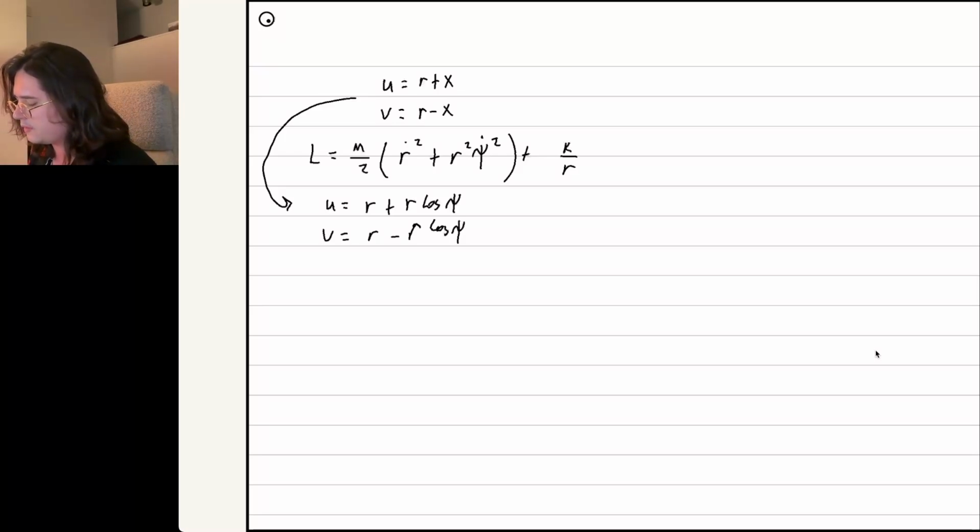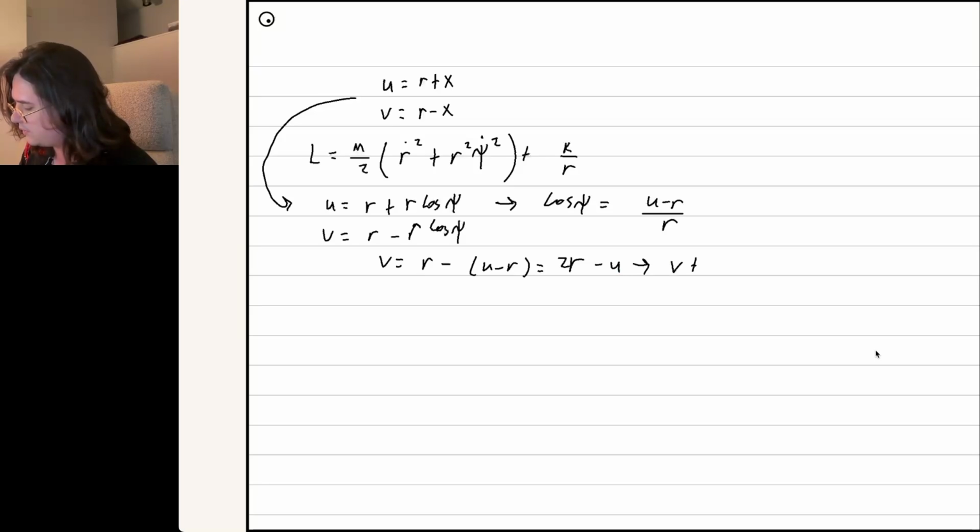And so we can just solve for r. First thing, I'm going to say cosine psi is equal to u minus r divided by r. And plug that into this guy, so we have v is equal to r minus u minus r, which is 2r minus u, and so v plus u over 2 is equal to r. That's r taken care of.